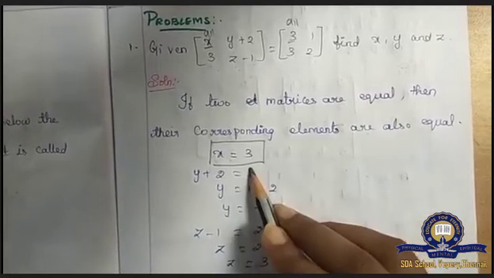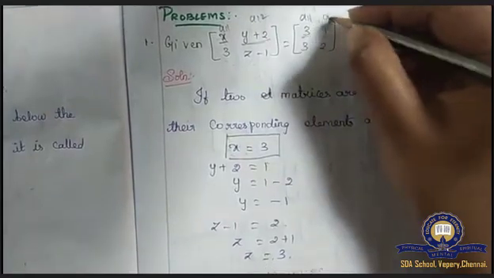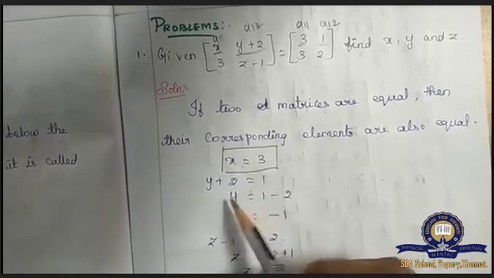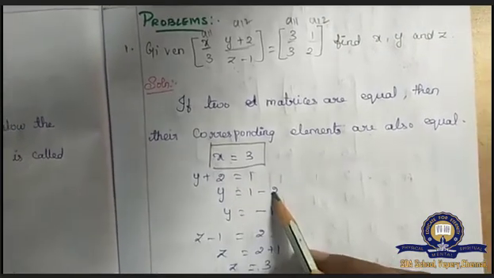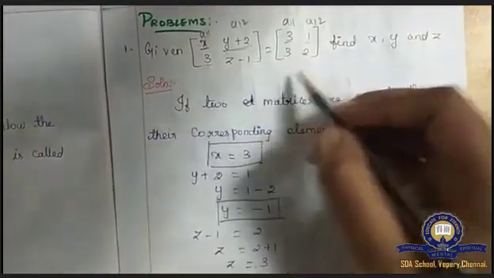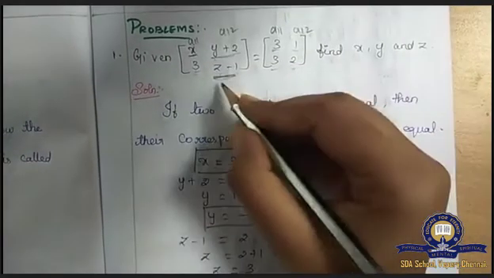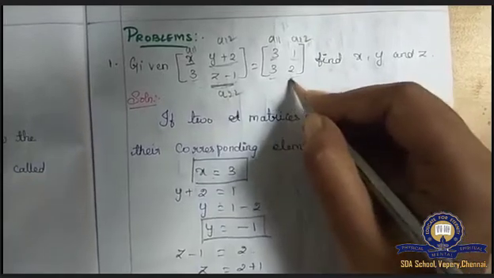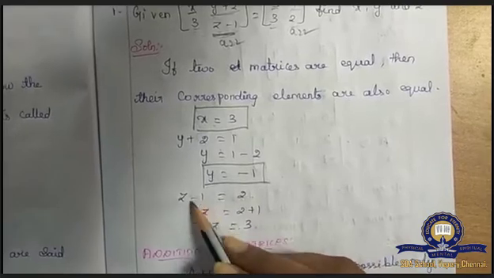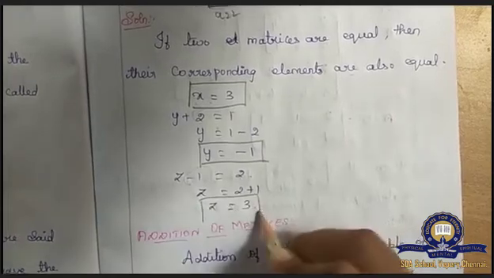So what is the x value? 3. Now I am going to equate the second element, A12. Here y plus 2 is equal to 1. Now what will happen? y is equal to, bring this 2 to the other side, it will become minus 2. So y is equal to minus 1. Here 3 and 3 are constant. Next, move on to z minus 1 and 2. This is in the place of A22, and this is also A22. So z minus 1 is equal to 2. If you take minus 1 to the other side, it will become plus 1. So z is equal to 3.